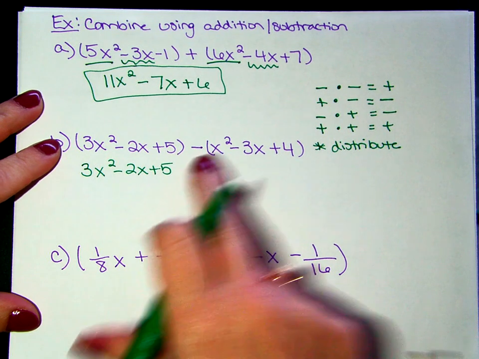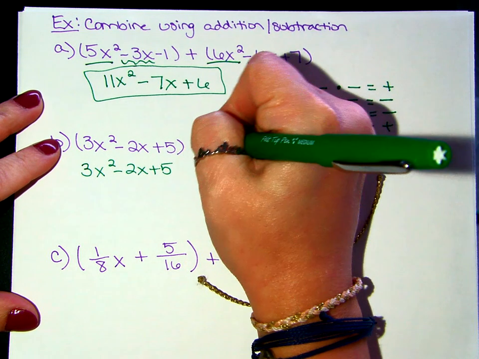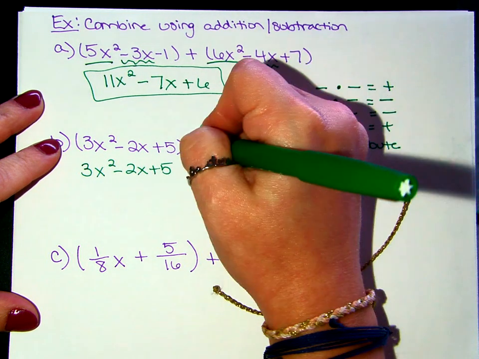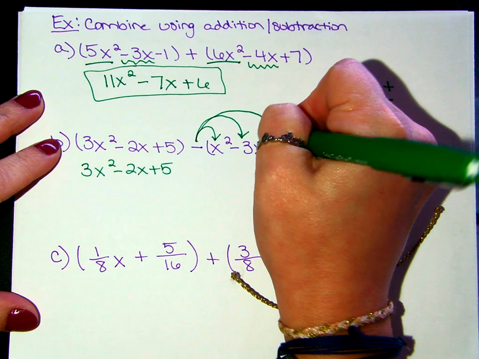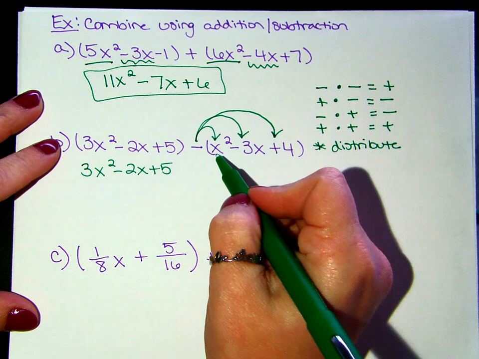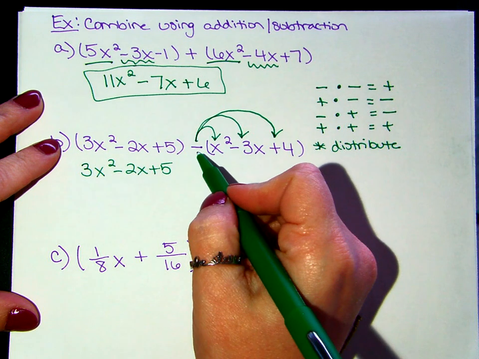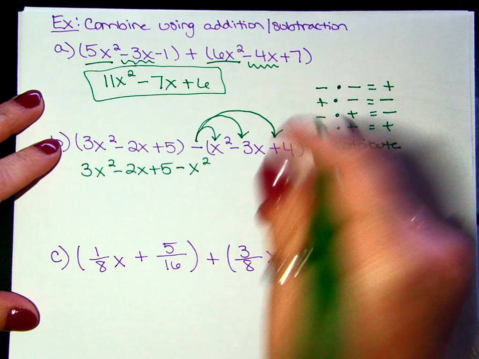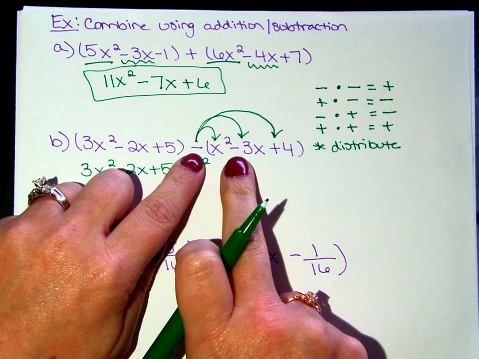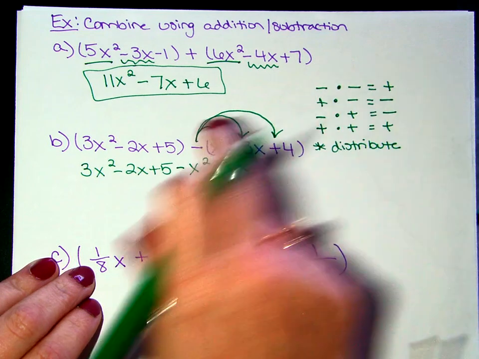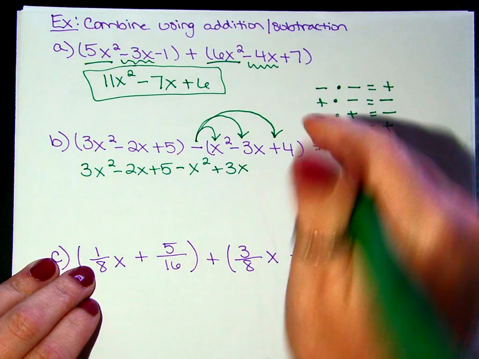The distributive property is where you take what's out front times everything inside. So if there's 2 terms inside, you're taking it times the 2 terms. This one has 3 terms. This x squared is positive, but this sign is negative, meaning I will have a negative x squared. Negative times the negative 3x will give me a positive 3x. Negative times the positive 4 gives me a negative 4.